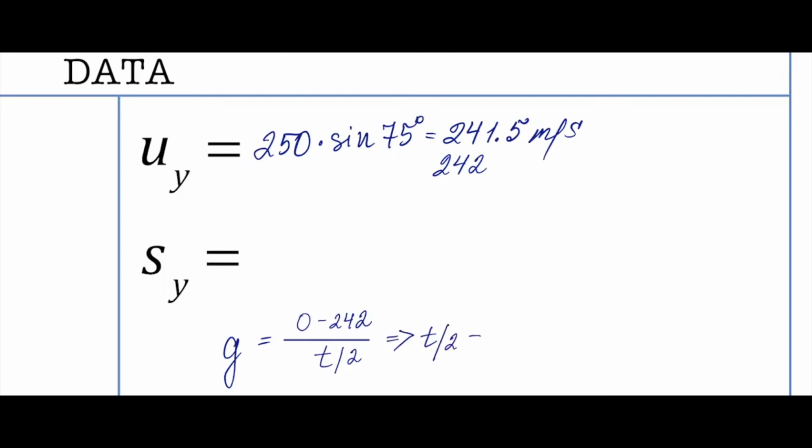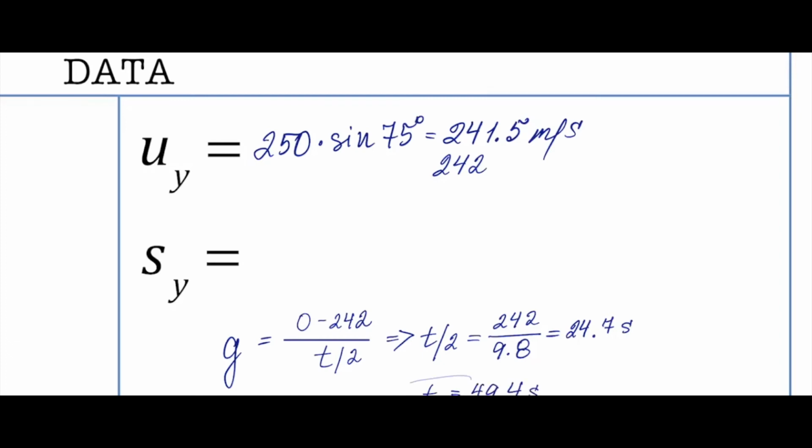So halftime is 242 over 9.8. I just skipped the canceling of the minuses. Technically, I would have to say negative 242 divided by negative 9.8. So 24.7 seconds. So if halftime is 24.7, then full time is going to be 49.4 seconds.